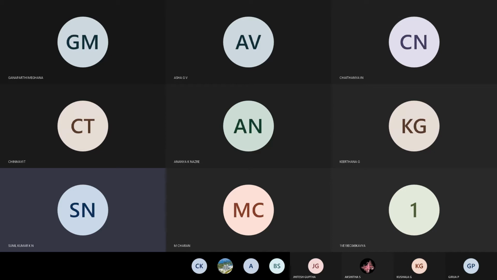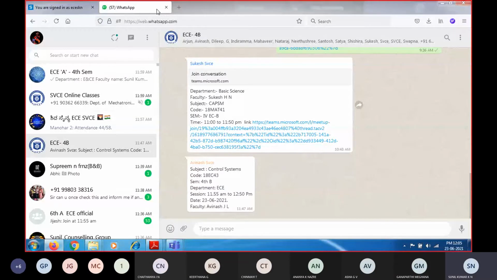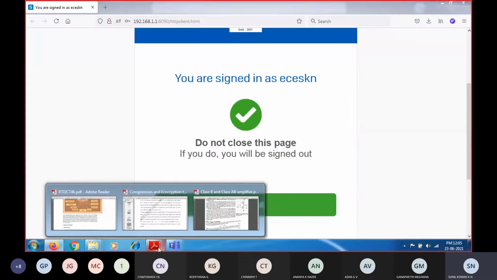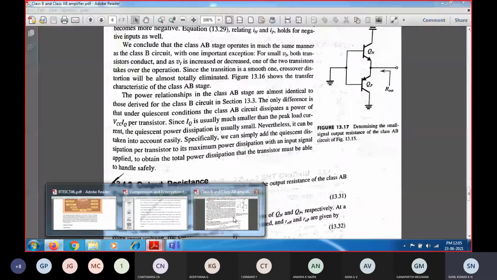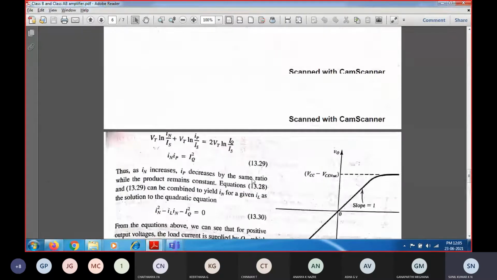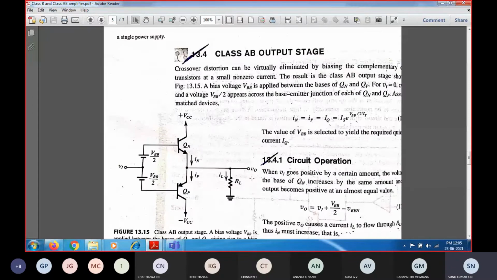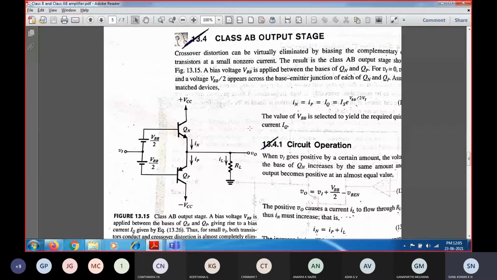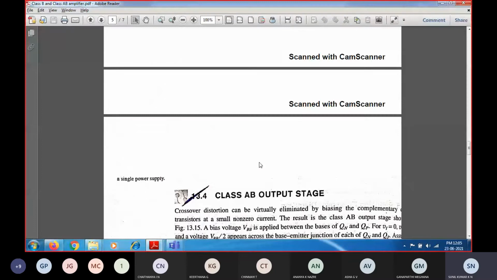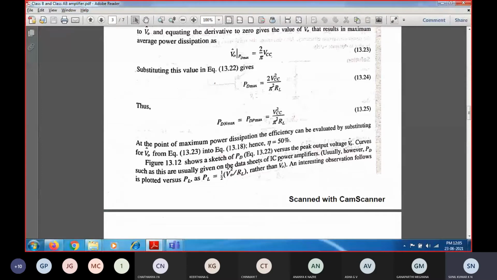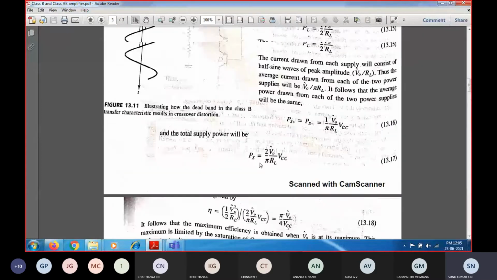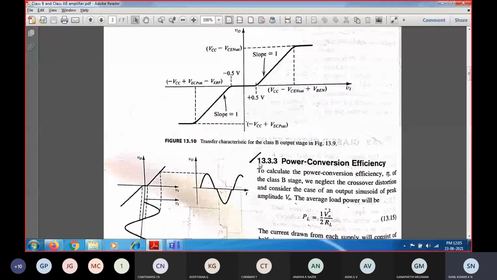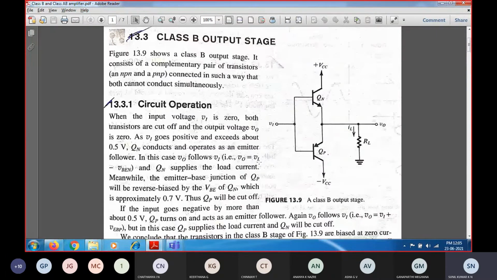So in the last class, we were discussing the class B amplifier. So in this class B power amplifier, we were having a complementary emitter follower stage. That is, we were having both an NPN as well as a PNP transistor. So we can see, before going to start with class B.